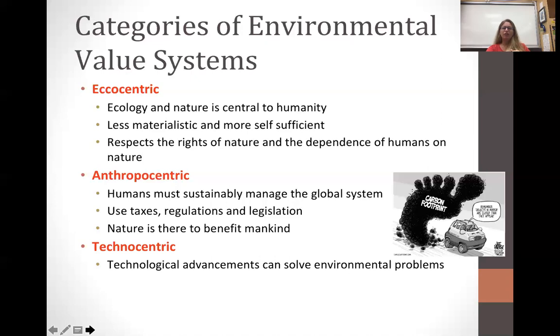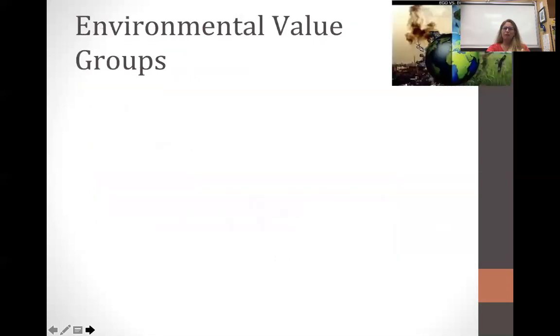Technocentric: technology can solve environmental problems. So if we run out of oil, it's okay, I can make solar panels. We're going to use technology to solve any environmental problem that comes up.